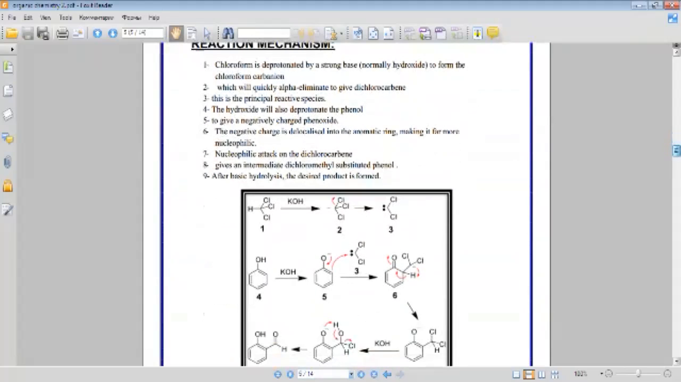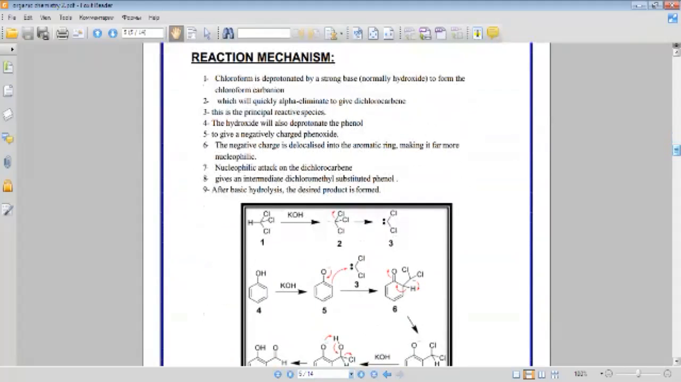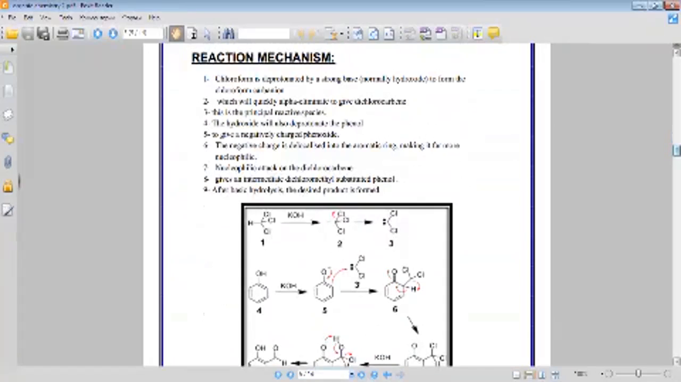So move towards its reaction mechanism. The chloroform is deprotonated by a strong base, which is normally hydroxide, to form the chloroform carbanion in the first step. In the second step, it will quickly alpha eliminate to give dichlorocarbene. In the third step, this is the principal reactive species, dichlorocarbene.